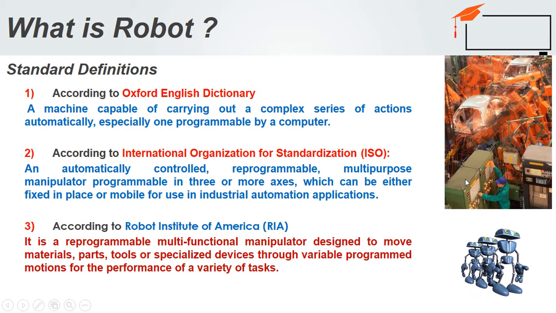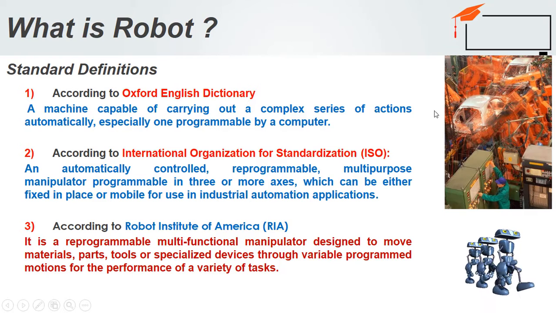Then we also see some standard definitions provided by specific organizations, like the Oxford English Dictionary, the International Organization for Standardization (ISO), and the Robot Institute of America. The Oxford English Dictionary says a robot is a machine capable of carrying out a complex series of actions automatically, especially one programmable by a computer. Here you see robots in the assembly line of car manufacturing, which perform a complex series of actions. A robot can fix the roof panel, fix the floor panel, and join them with the help of welding and adjusting the bolts to fix the roof over the frame.